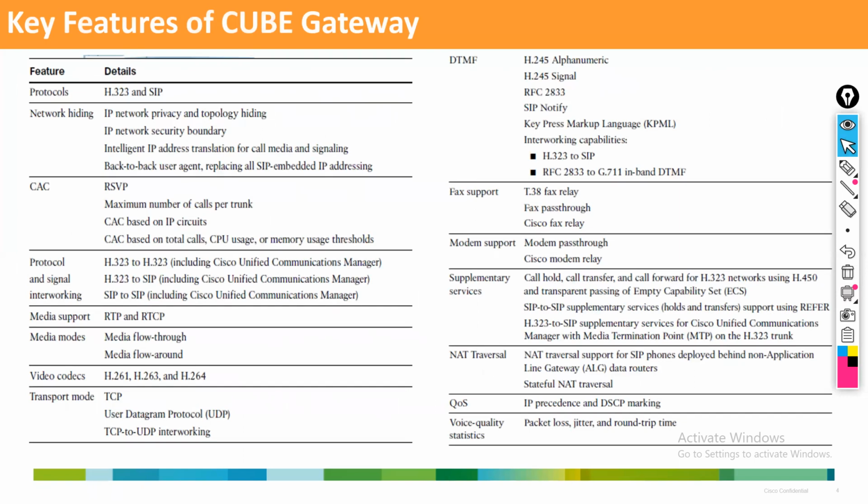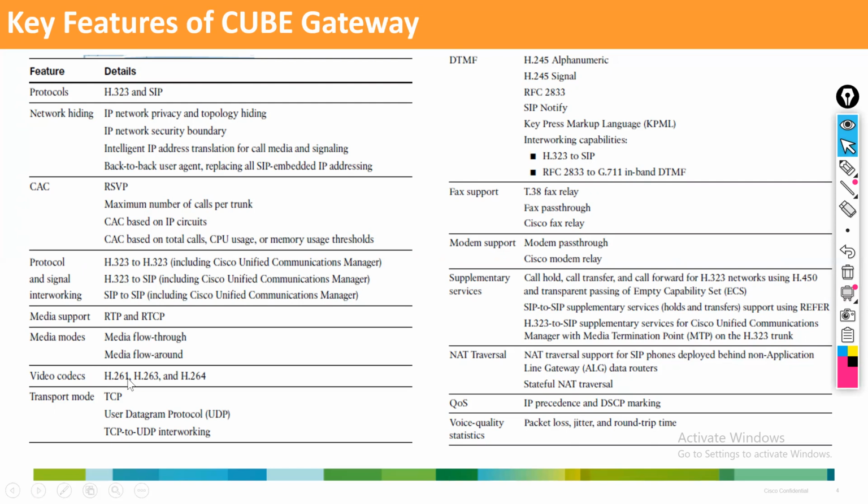So this is the overview of CUBE. Next, the features. We have the protocols H.323 and SIP, and network hiding: you can hide the IP address, topology, boundary, user information, agent information, every piece of information. Call admission control is for bandwidth management. It supports call admission control between H.323 to H.323, SIP to SIP, SIP to H.323, and H.323 to SIP. It supports media RTP and RTCP. Media modes are flow-through and flow-around. I'll come back to this: what is flow-through and flow-around?